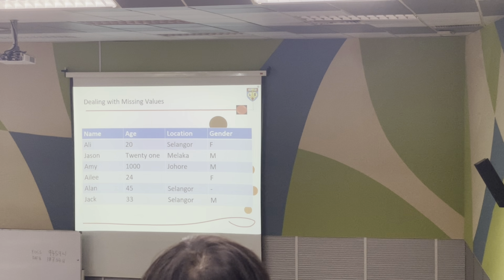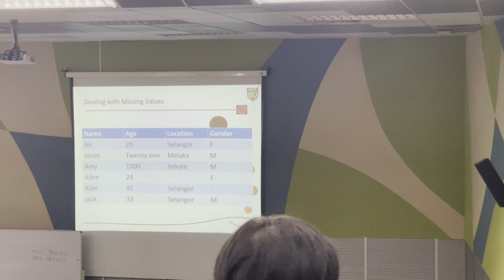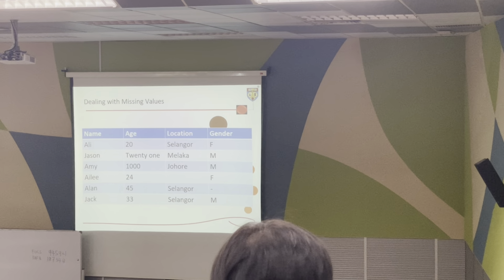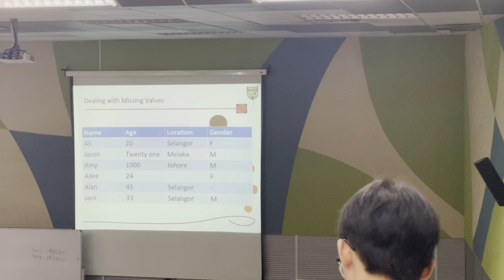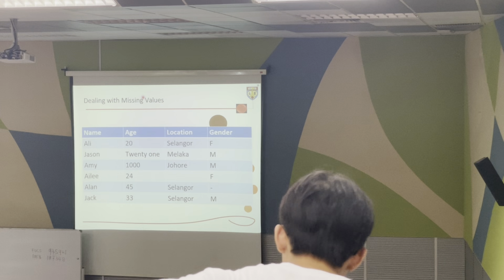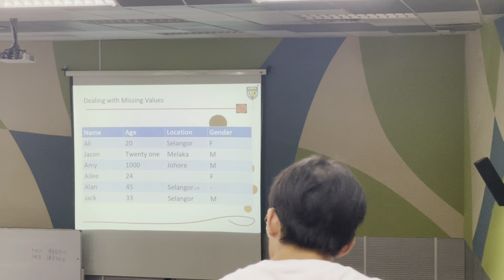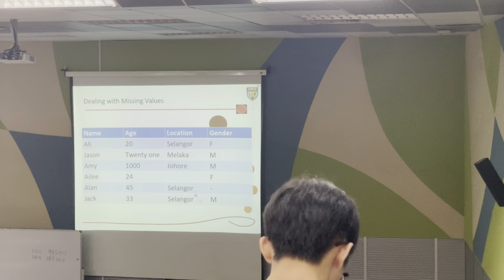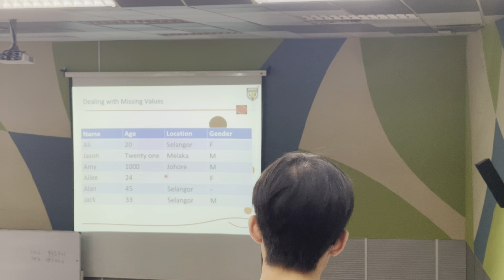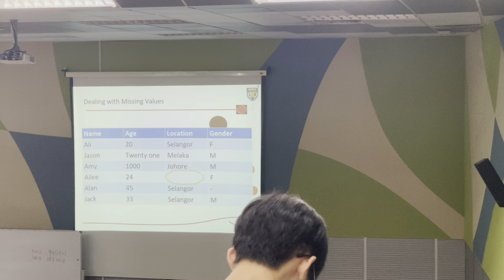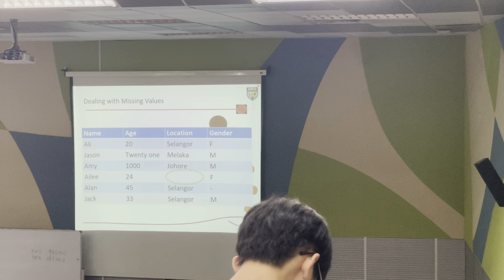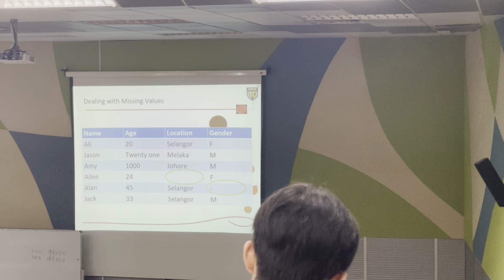So next, how you can deal with missing values. What are missing values? Missing values are values or data that are not stored or not present in your record or your data set. So for example here, this one is a missing value, and this one is also considered a missing value.